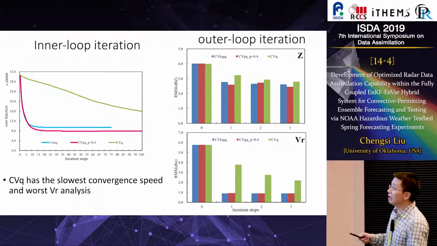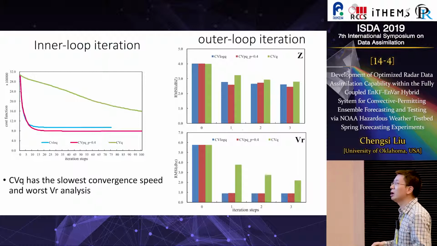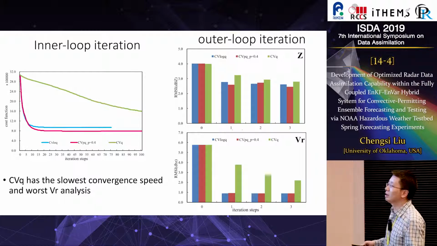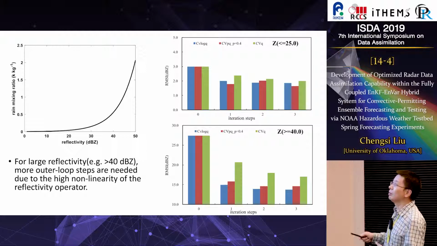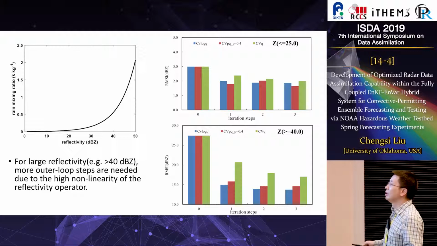So this is the inner loop. CVQ actually had a slower convergence speed and the worst VR analysis, especially the radial wind analysis. Very slow convergence. So why? We check the relationship between the reflectivity and the mixing ratio. We can see that if the reflectivity is very large, the nonlinearity becomes higher. So that's why CVQ needs more outer loops to converge. For small reflectivity, CVQ seems to have no problem converging. But for large reflectivity, three outer loops are not enough to converge and get the optimum analysis.